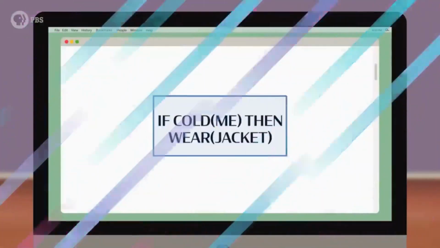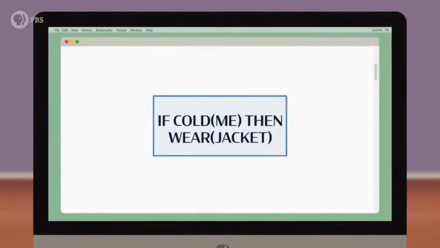To understand implications, how about we use a new example? If I'm cold, then I wear a jacket. This is saying that if I'm definitely cold, then I must be wearing my jacket.